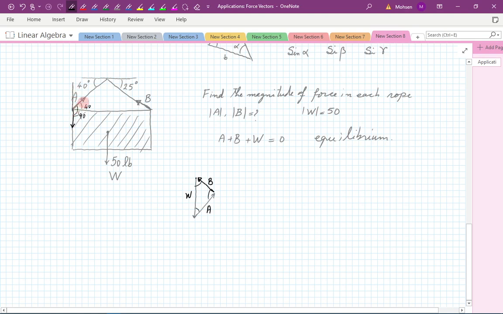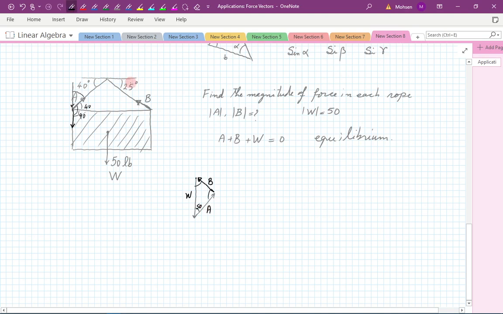Another way of looking at it, between W drawn here and A, this angle is going to be how much now? Okay, so if this is 40, what's that going to be? That's, of course, it's going to be 50. So this angle is simply the complement of that angle. In this drawing, that's 40, and that's going to be 50.